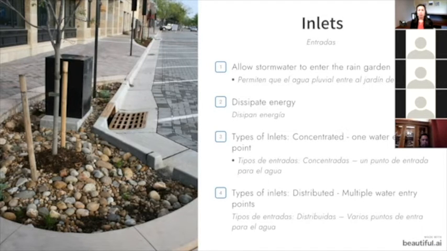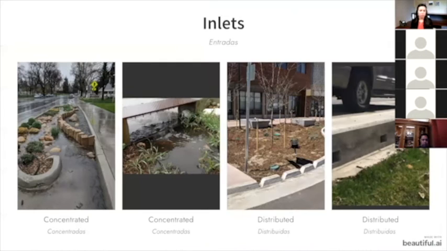You can have a couple of different types of inlets. One is a concentrated inlet, where you have one entry point for the water, or a distributed inlet, where you have multiple entry points. And here's some examples of what that looks like.